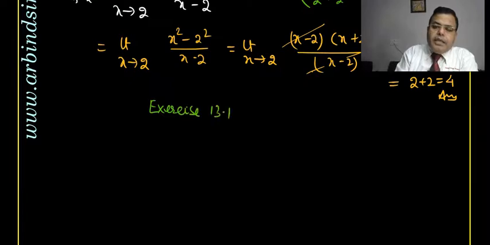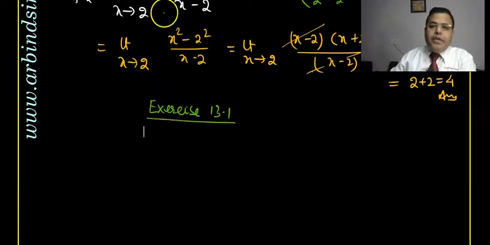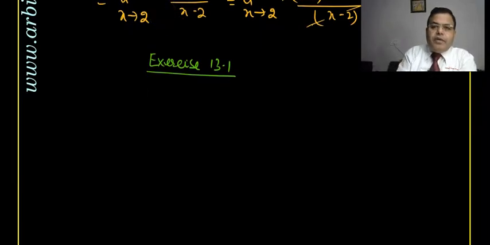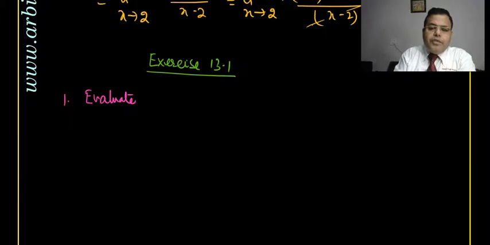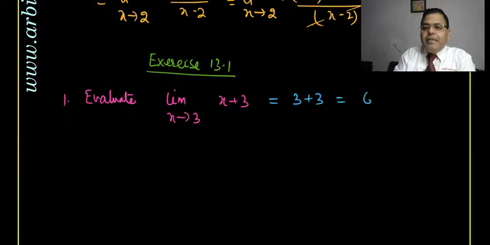So let us solve questions from exercise 13.1. The very first question from this exercise: evaluate. Here the first question is limit x tends to 3 of the function x plus 3. In this question, if I put x equal to 3, there is no harm, and 3 plus 3 is 6, that will be the answer. So these are simple questions given just for illustration.